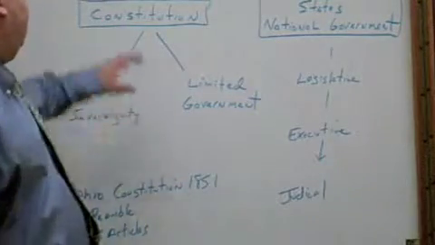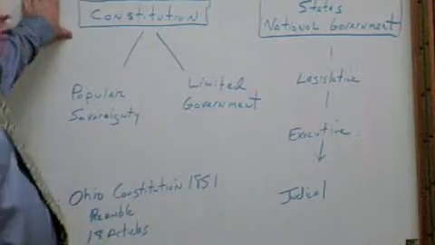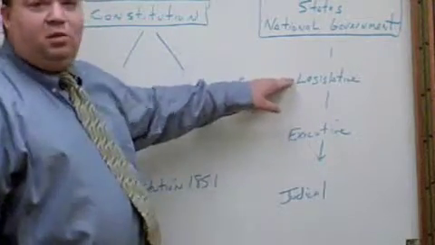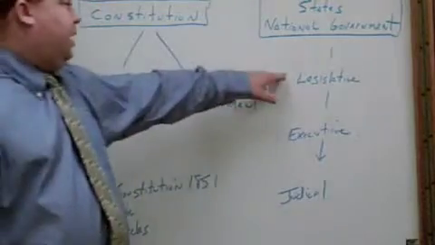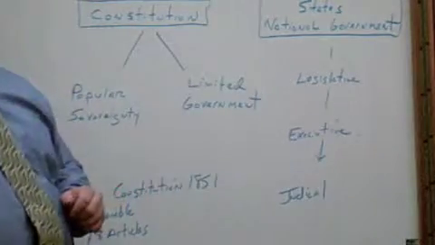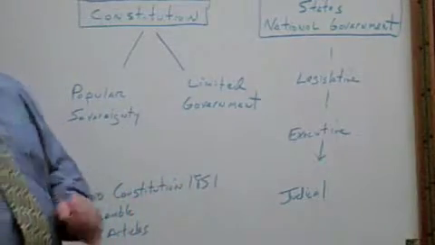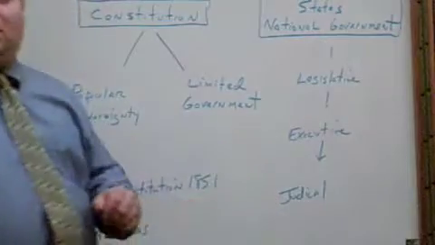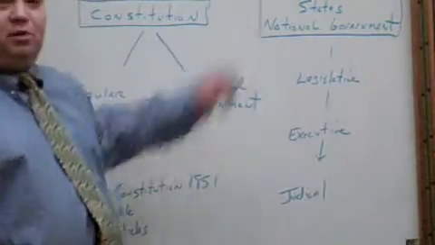As we'll see, the Ohio Constitution is very similar to the United States national government, where there's going to be a legislative branch, which is the General Assembly for Ohio, and Congress for the national government. The executive branch, which is the president for the national government. In Ohio, that's our governor. And then the judicial branch that has a Supreme Court, just like the national government.